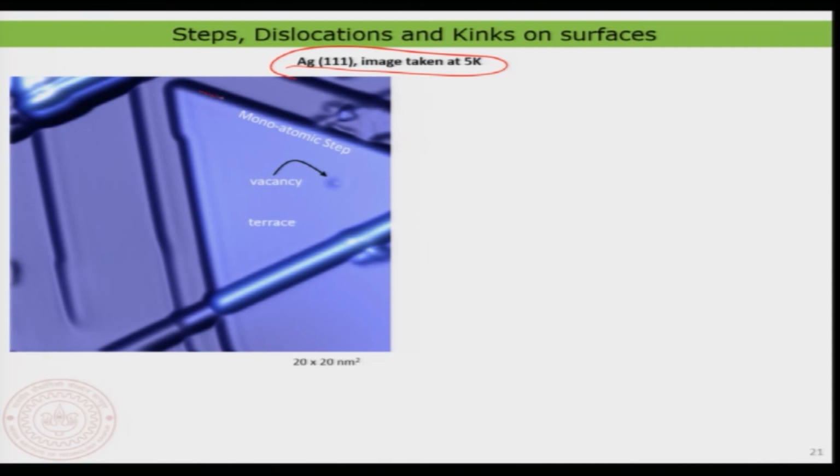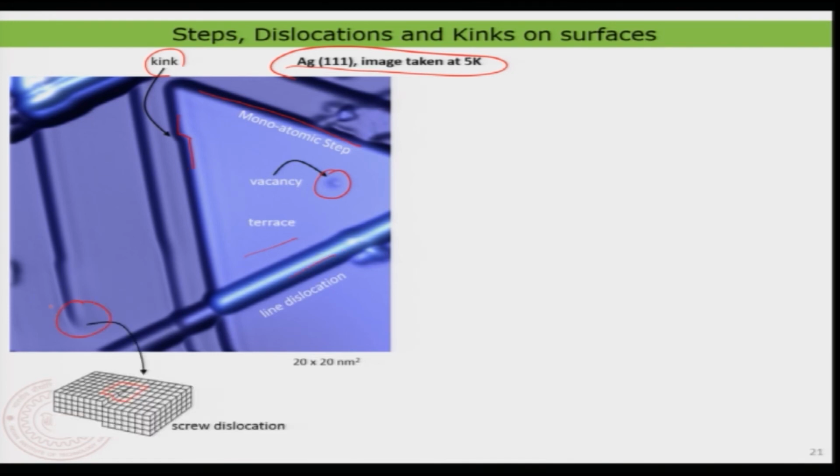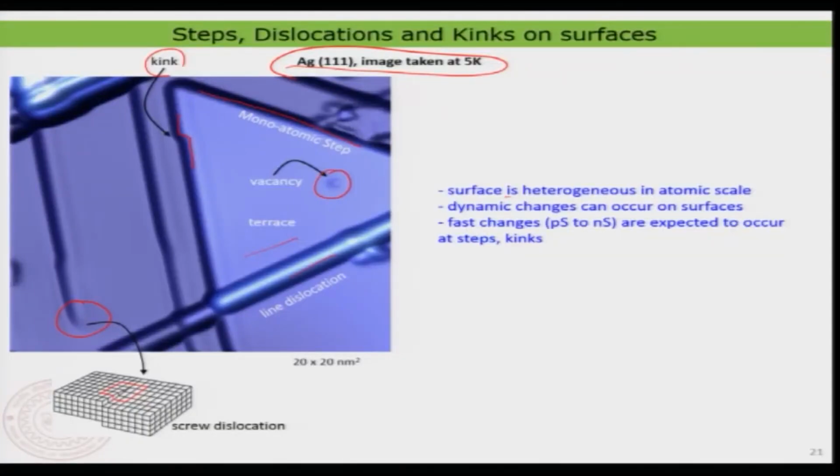You would find, for example, monoatomic step edges, you would find vacancies, you would find terraces. Terraces are good, that is exactly what we have expected. You would also find, for example, kinks, these are small changes in the step edges, and you would also find line dislocations, and you can even find screw dislocations where the lattices are basically just changing their orientation and things like that. So, what I want to say is the surface in general is much more heterogeneous in the atomic scale and not as atomically flat as we expected in the ideal situation.